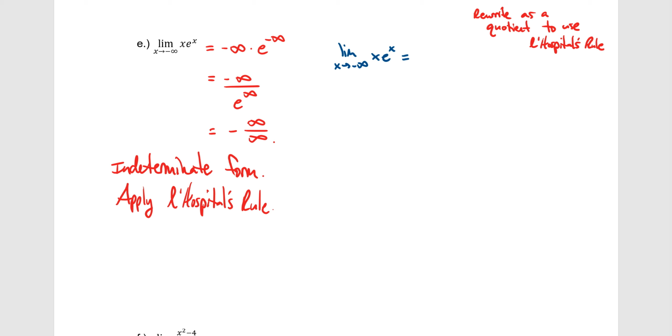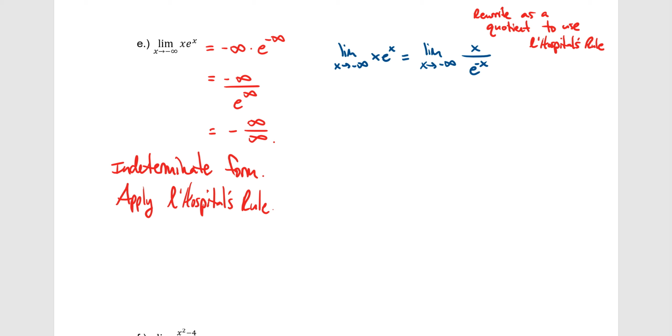And the issue here is that this is not a quotient, right? It's not a fraction. We have to rewrite this as a fraction to use L'Hopital's rule. So what we can actually do is rewrite this as the limit as x goes to negative infinity of x over e to the negative x. So all I did was rewrite e to the x as 1 over e to the negative x, just switching the exponent from positive to negative and putting it in the denominator. But now it's a fraction, now it's a quotient, so we can apply L'Hopital's rule.